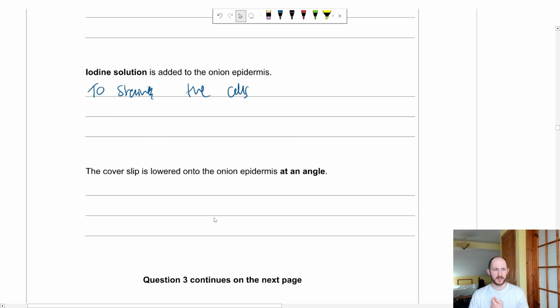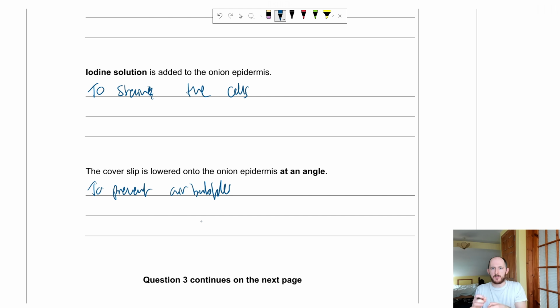Why is it lowered at an angle? To prevent air bubbles. Basically, what happens when you put it on just flatly is you end up crushing the onion layer, which can release air, which means you have these little pockets of air which are really bad. If you do it like that, it works a lot better.